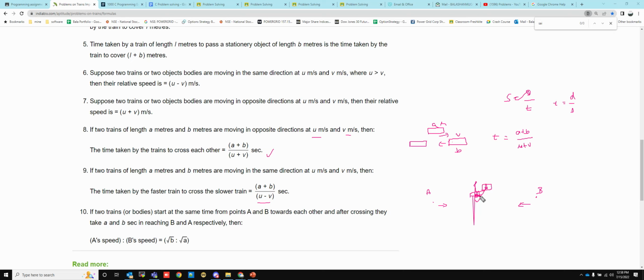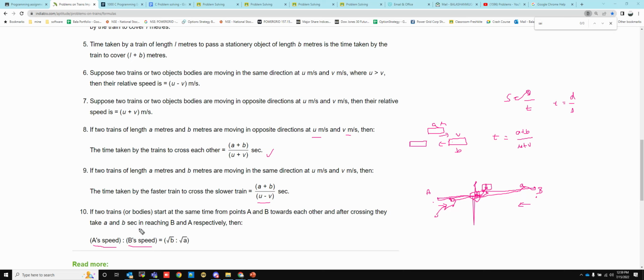Now, after crossing, they take A and B seconds to reach B and A. So after crossing, they take A seconds. And similarly here, after crossing, it takes B seconds to reach the points A and B. Okay. Now the ratio of their speeds, the A speed by B speed, or A speed is to B speed, will be equal to root B is to root A.